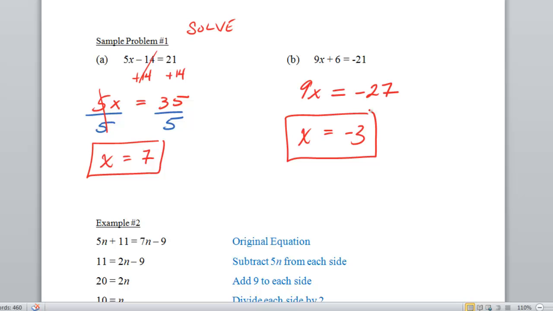Okay, that was a quick introduction to solving equations. We will look at some more in-depth problems as we go along through the videos.